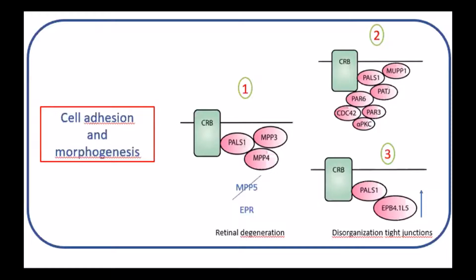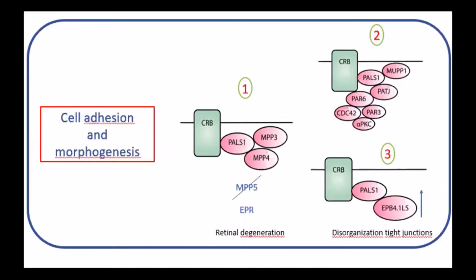This suggests an essential role of Pals1 at the tight junction of RPE, but not in the neural retina. In the second scenario, the binding of Pals1 and CRB can lead to the recruitment of PATJ, or multiple PDZ domain protein 1, or MUPP1, to the apical membrane. The PATJ connects and stabilizes the apical and lateral component of tight junctions in human.